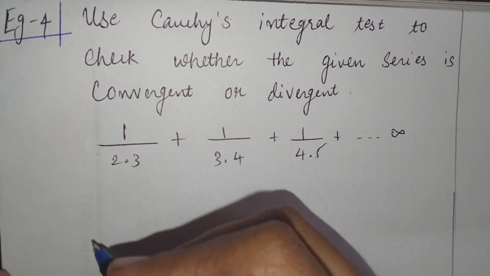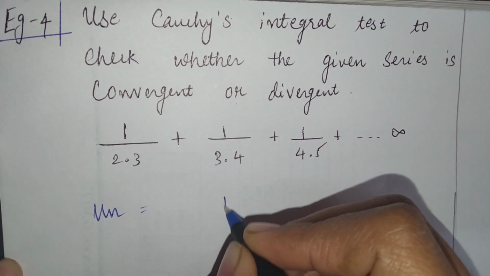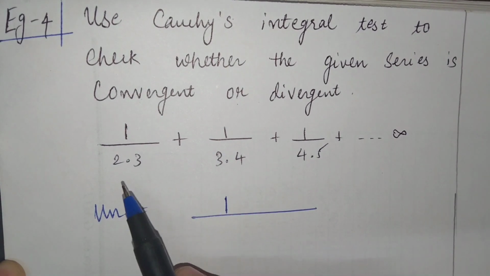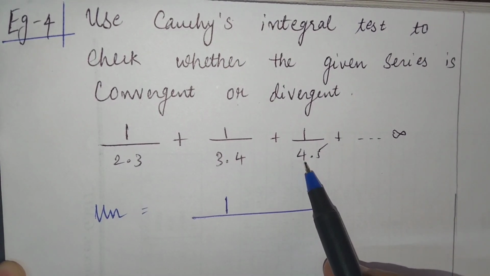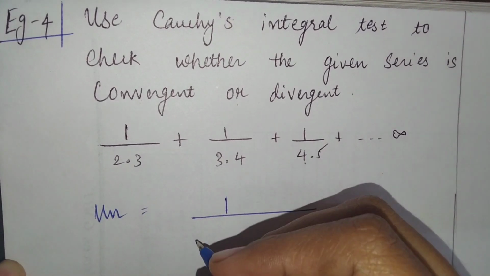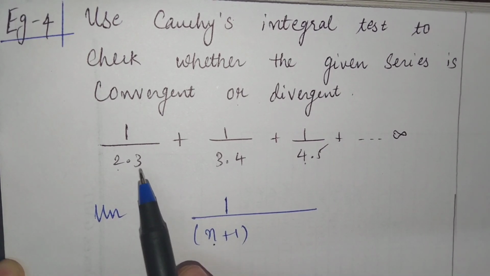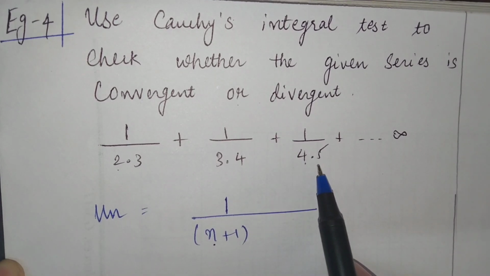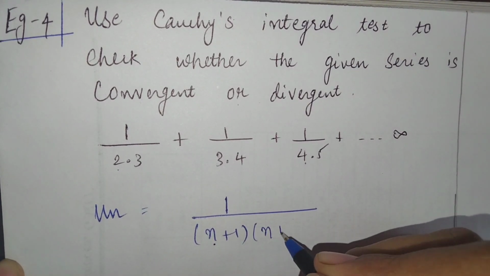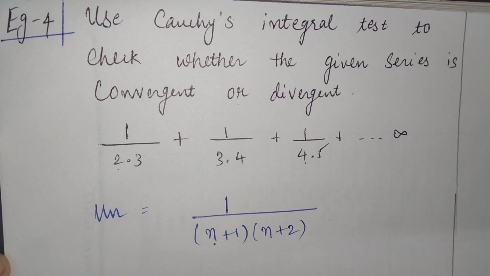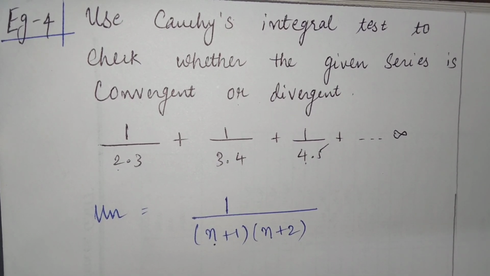So again our un will be 1 by, here we have 2, 3, 4, means it is of the form n plus 1. Because whenever we put n equal to 1, we will get 2, n equal to 2, then we will get 3. So it is of the form n plus 1. And here we have 3, 4, 5, that is n plus 2. So it is of the form 1 by n plus 1 into n plus 2.